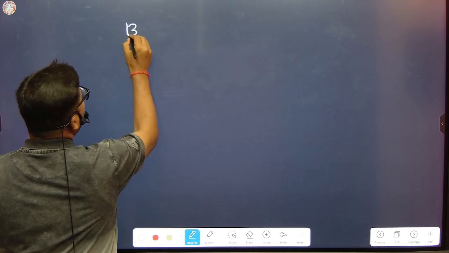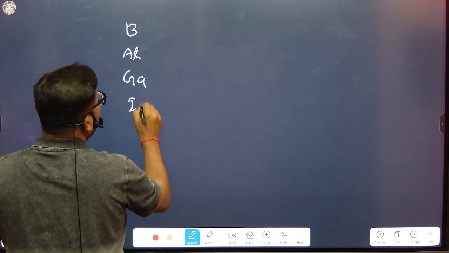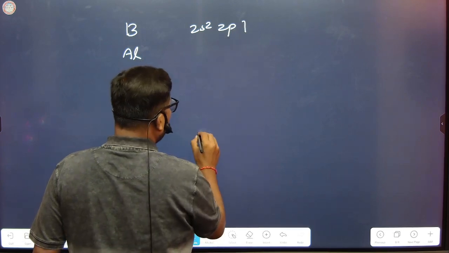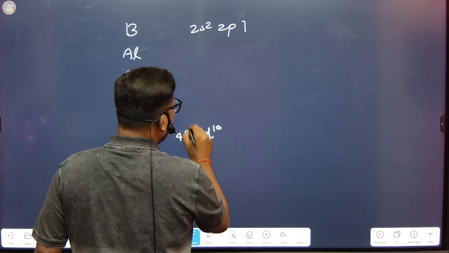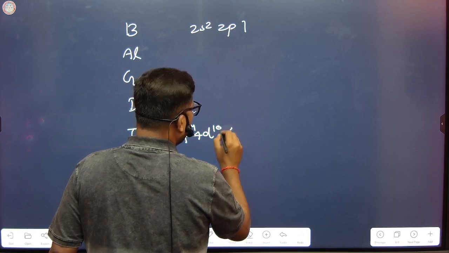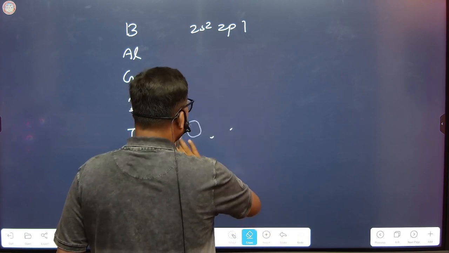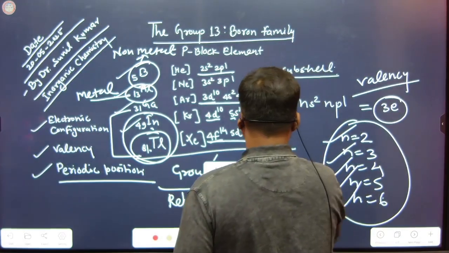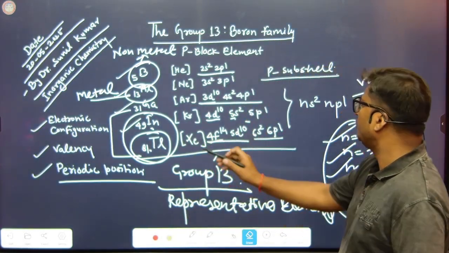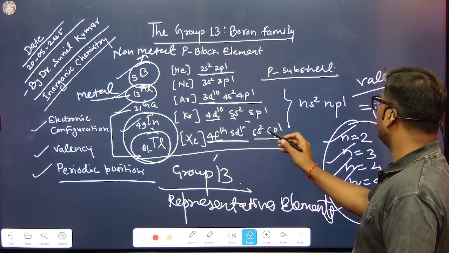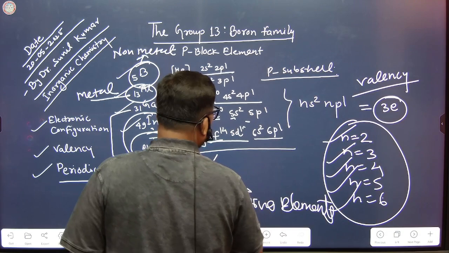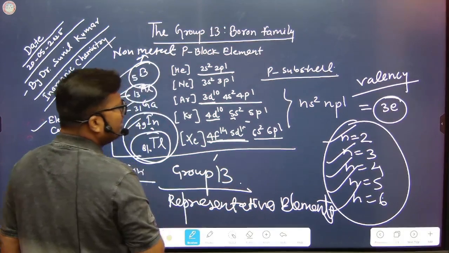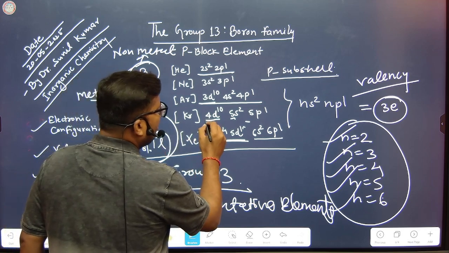This is boron, this is aluminum, this is gallium, this is indium, and this is thallium. Here 2s2 2p1, here 4d10, here 4f14 5d10. So in the case of thallium, the configuration is 4f14, 5d10, 6s2, 6p1. What happens here is that in the intervening shells there is a presence of f and d subshells, and in the case of indium, a d subshell.